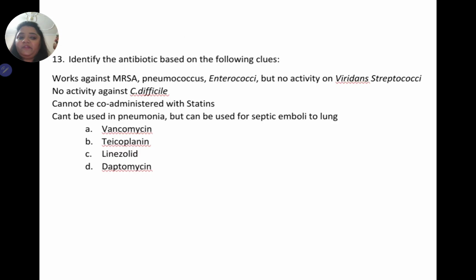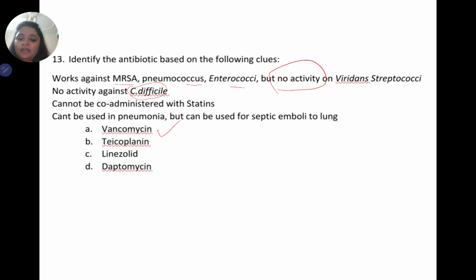Next, identify the antibiotic based on the following clues. So let's look at it. First, it works against MRSA, pneumococcus, enterococcus, but not against viridans. No activity against C. diff. So which has a C. diff action amongst these?